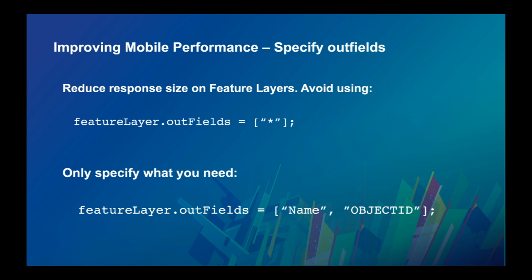So that's the one trick now. So you don't even have to bother with outfields if you don't need to. We figured out to optimize the request and make everything faster for you. So again, one of those things that we're doing with feature layer to optimize everything to make your life easier.